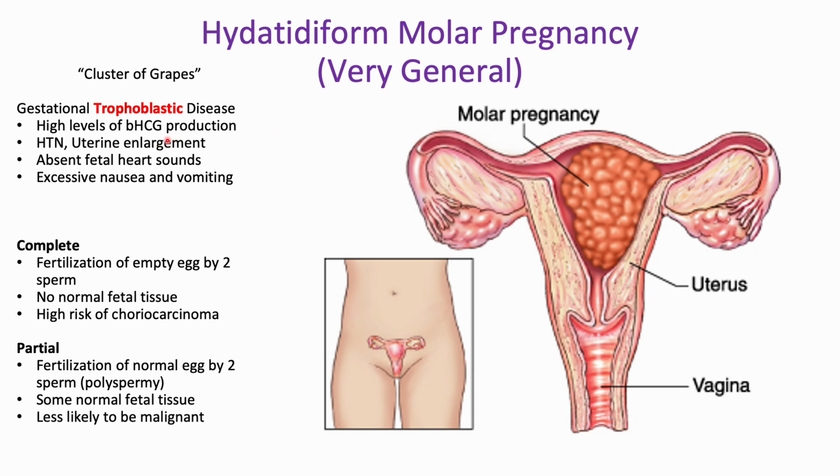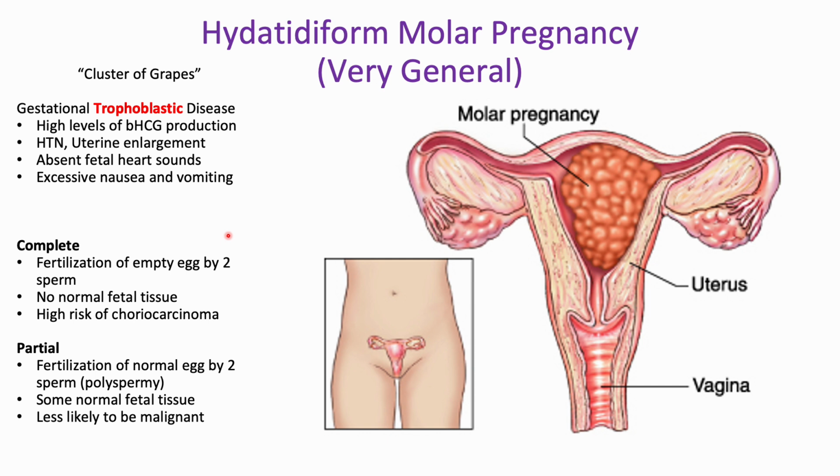The syncytiotrophoblast is producing beta-HCG. So if you have abnormal growth of the trophoblast, you're going to have additional beta-HCG production. And this additional beta-HCG production is going to cause a lot of the symptoms. The excessive nausea and vomiting, as well as the hypertension and the uterine enlargement comes from uncontrolled growth of this molar pregnancy. You're also going to have absence of fetal heart sounds because you have the trophoblast that's replicating, but you don't have the actual development of fetal structures.